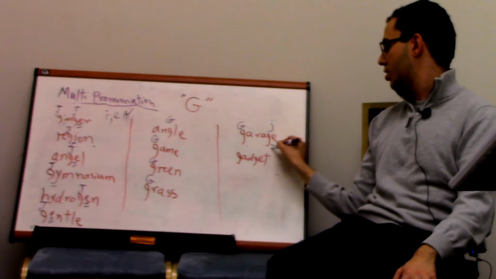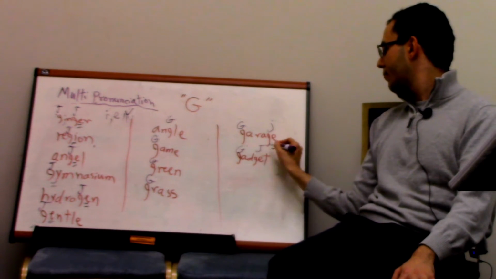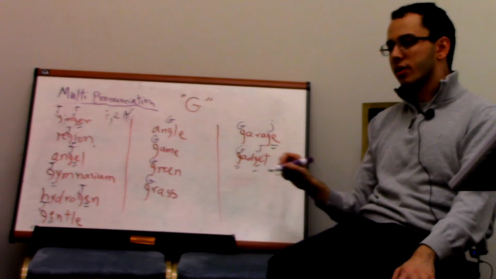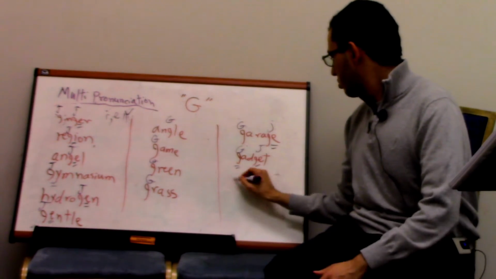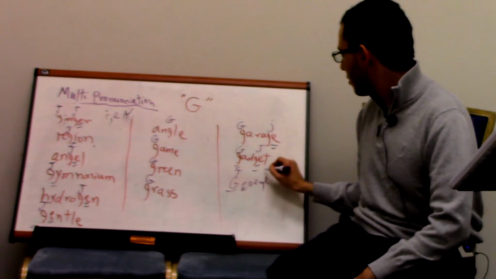How about this one? Ha! How about this? Gadget. G. J. How about George? Yeah, because of the E after it, right? Let's try it. Smart. George. Yeah.